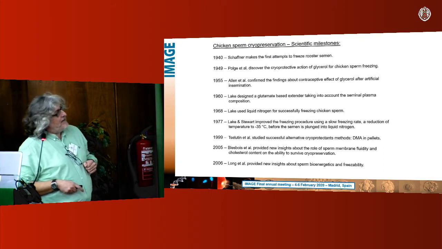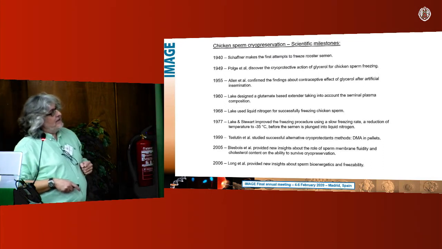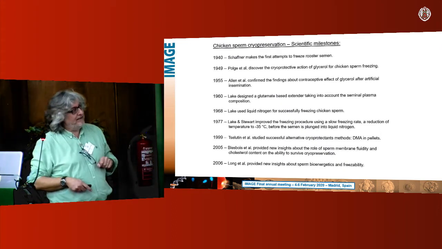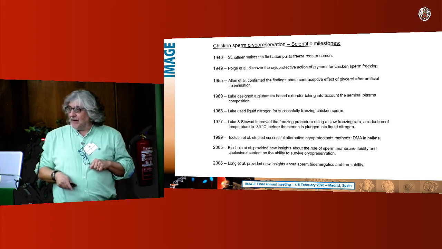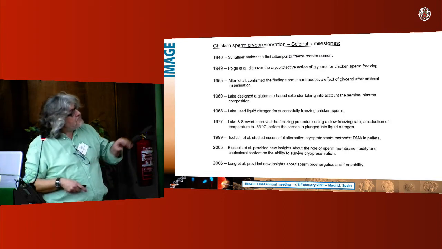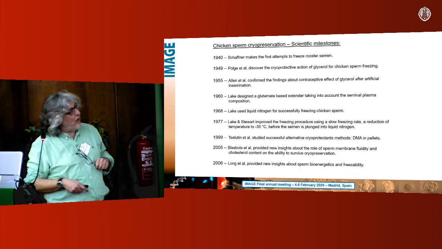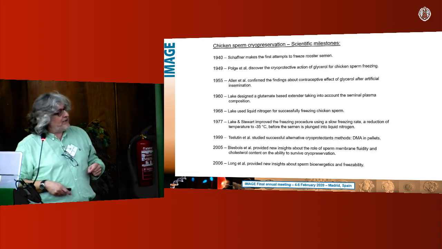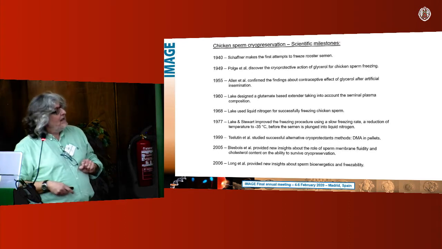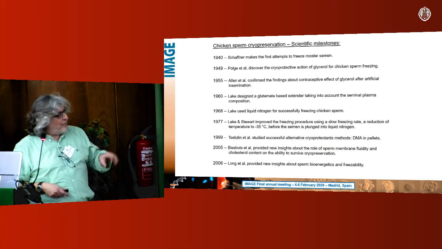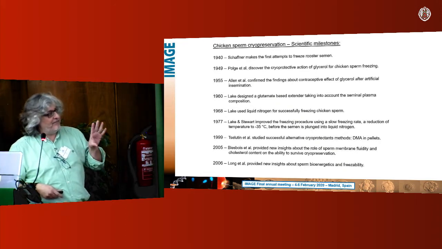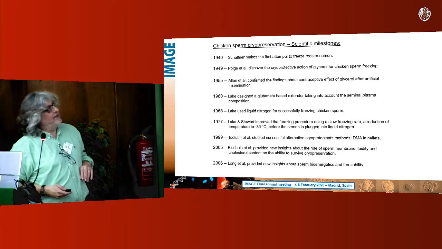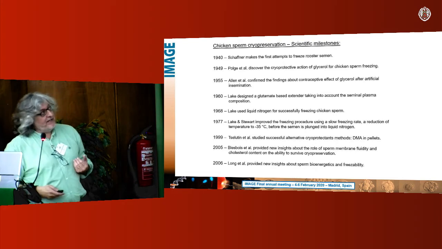In 1999, a Russian group, Tselutin, studied a successful alternative to the cryoprotectant glycerol, using DMA as a permanent cryoprotectant in pellets. In 2005, Blesbois provided new insights about the role of sperm membrane fluidity and cholesterol content on the ability to survive cryopreservation. And in 2006, Long provided new insights about sperm bioenergetics and freezability. It's a brief summary of the first scientific milestones, in my opinion.